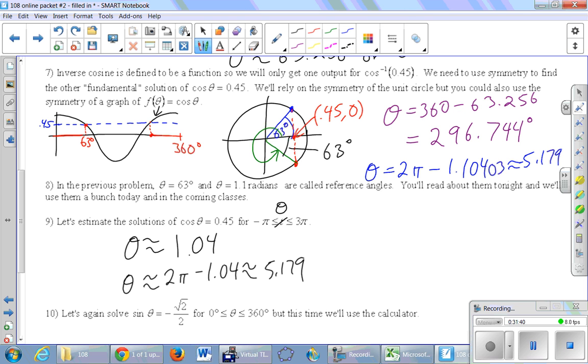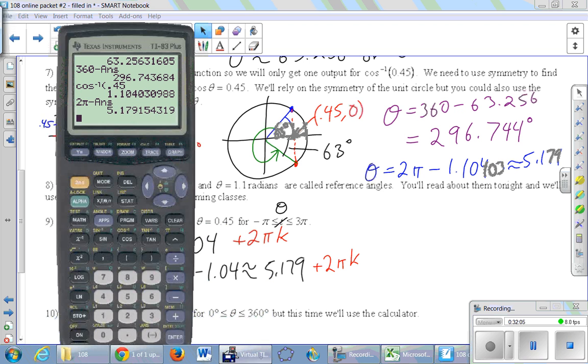That's fine. But we're trying to get an answer that goes all the way up to 3 pi, which is kind of far. So how do we get one that's up to 3 pi? Well, we actually know how to get them all. We know that we can add 2 pi times any integer to the 1.104 or to the 5.179. And that's all the answers, the double infinite family of answers.